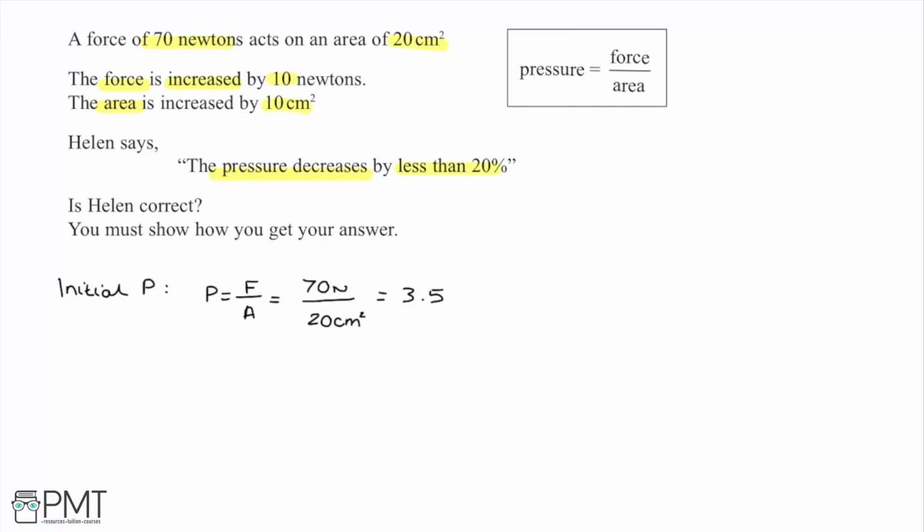So there we've worked out the initial pressure, and now we can work out the new pressure using the same sort of method. So if the force increased by 10, we have 70 plus 10 for the force here, and we're dividing that by the area, which is 20 plus the 10 as well. So here we have 80 over 30, and that gives us an answer of 2.6 recurring.